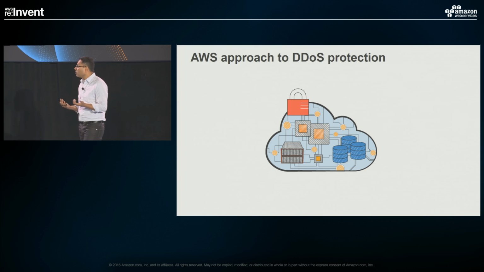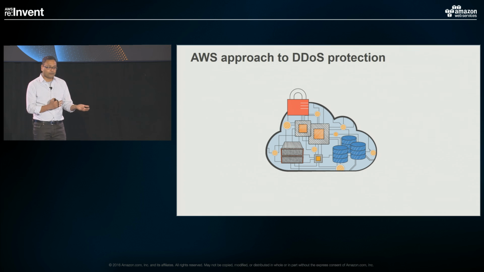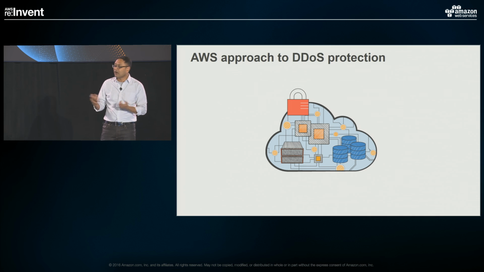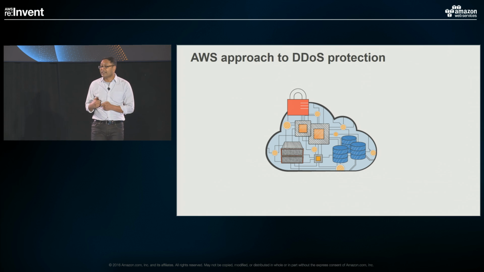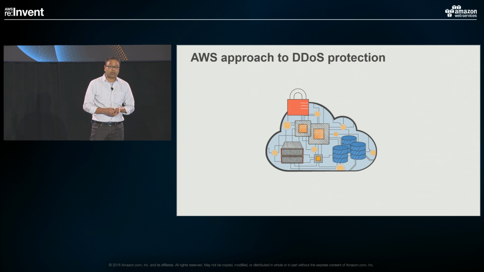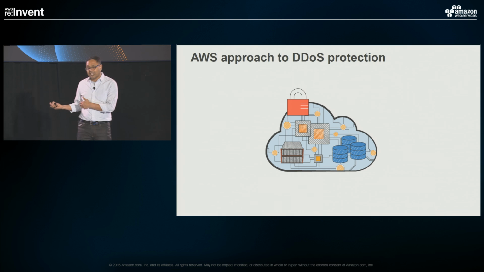Now, what is our approach to DDoS protection? Well, the first and foremost thing is we've released a best practices white paper. We've been talking about it for at least a couple of re:Invents now, and I highly recommend people in this audience go read that DDoS best practices paper. It's a fairly simple set of things that you can do to protect your application, and it's important for high availability anyways, so you should go read it.